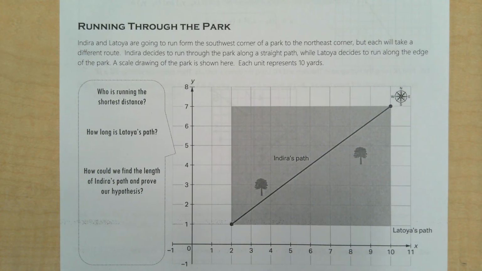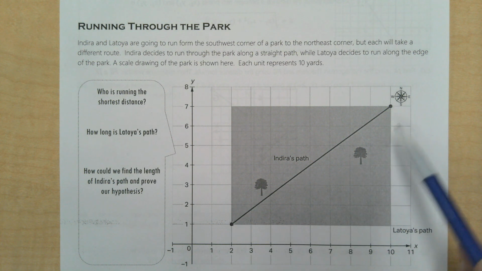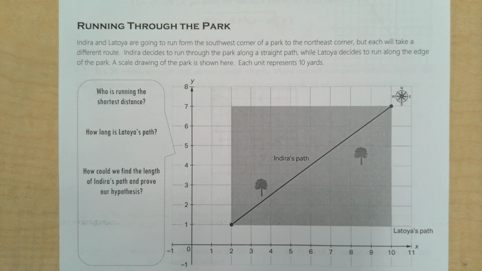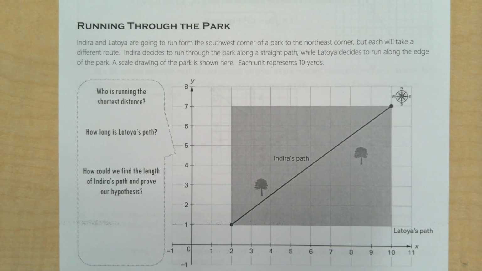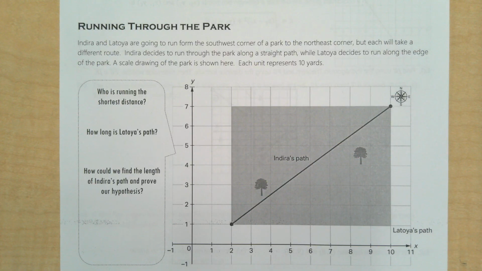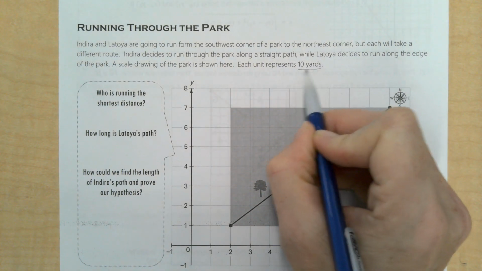So Indira decides to run through the park along a straight path, so it's marked, this is Indira's path. Latoya decides to run along the edge of the park. A scale drawing of the park is shown here. Each unit represents 10 yards. So I'm going to underline that because that will come in handy here in a minute. We need to know that.